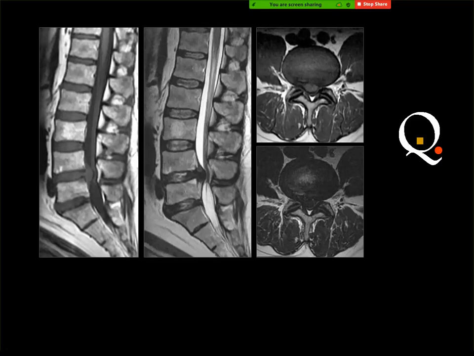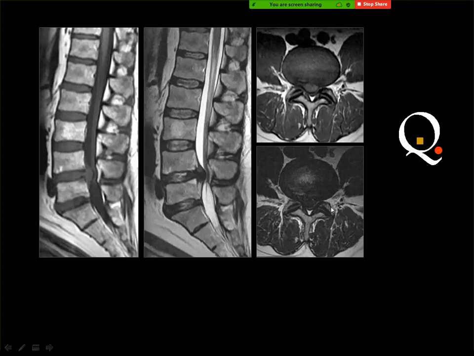Disc herniation L4-L5. Left side? L4-5 herniation, right or left? Left. To the left. Center. No? Center to the right. Yes, it's to the right.